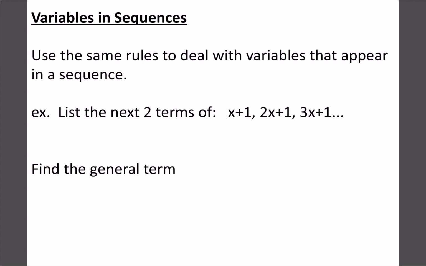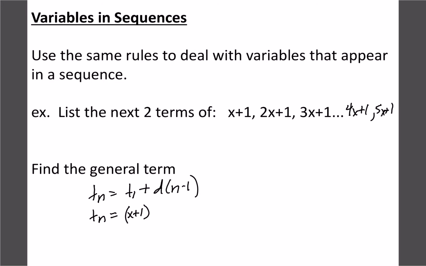Our other thing we're going to look at today that's a little bit complicated is when we get variables involved with the sequence. The same rules apply. The only thing you've got to be careful of is you're dealing with x's and so on. So if we figure out this pattern, we've got x plus 1, 2x plus 1, 3x plus 1. So you can see our next 2 terms would be 4x plus 1, and then 5x plus 1, and so on. So our general term then is term 1, which would be x plus 1. Our difference, you can see we're adding an x each time.